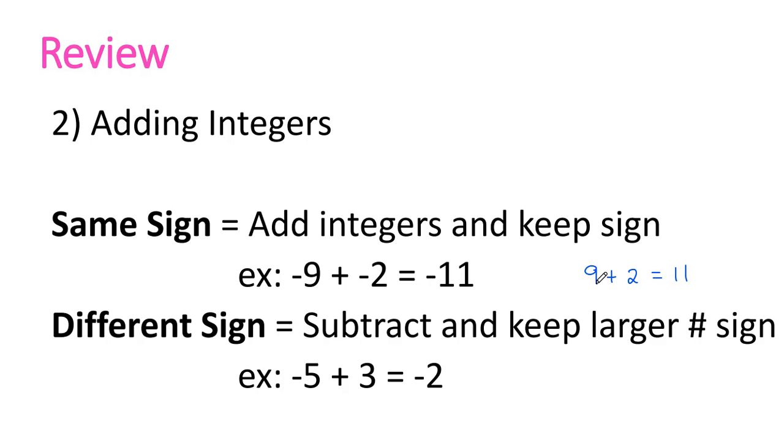But when the signs are different, we're going to subtract and keep the sign of the larger number. And when I say larger number, I mean the larger absolute value. So -5 plus 3 means that we're going to keep the negative sign and we're going to subtract 5 minus 3 because 5 is the greater absolute value. So we will end up with a -2 answer.